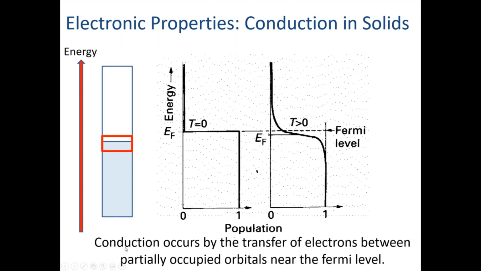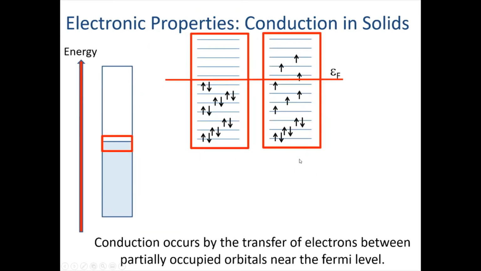So the key thing to understand with conduction is that conduction occurs by the transfer of electrons between partially occupied orbitals near the Fermi level. So what do I mean by that? We're going to simplify this. In a metal, because these orbitals are so close together, we get what we call a distribution of states around the Fermi level. I have a graphic of this. At 0 Kelvin, meaning you have no temperature, no energy at all, the electrons would be sitting happily in their orbitals and wouldn't be able to move around. They'd be locked in.